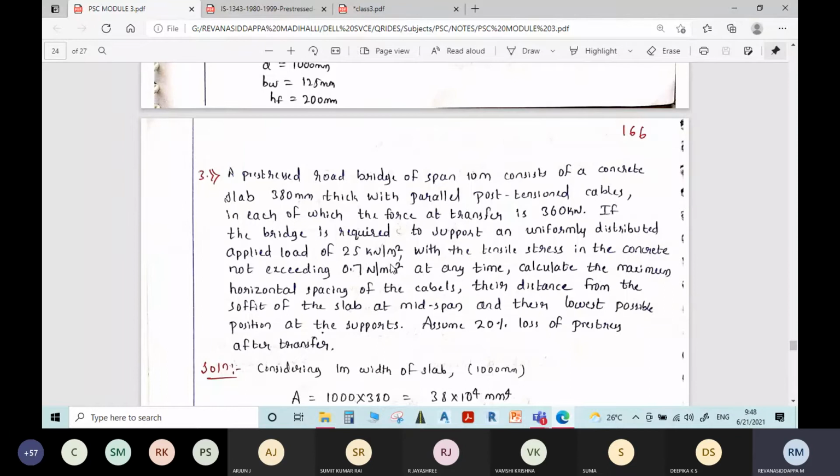Using this condition, what we will do, we will find what should be the spacing of the cables, and what should be the location of the cable from the soffit of the beam as well as at the support. All those things we need to find. First, you write the given data.